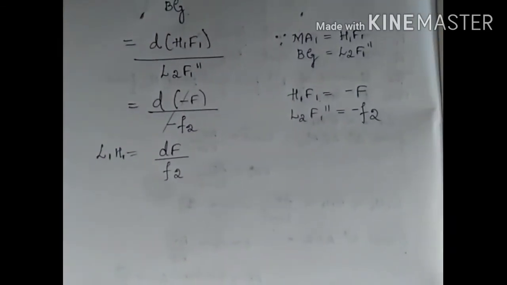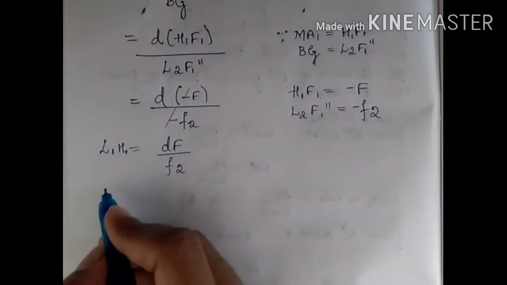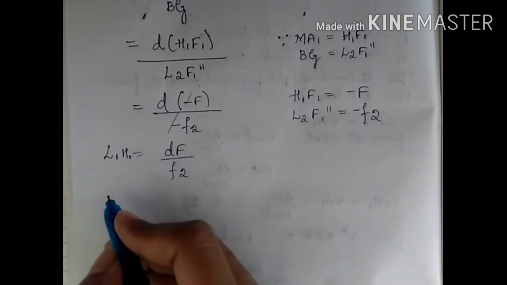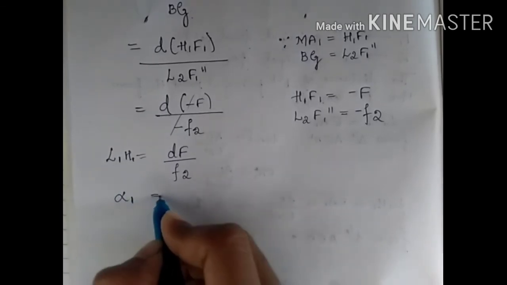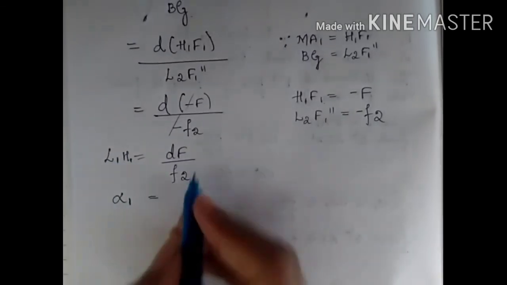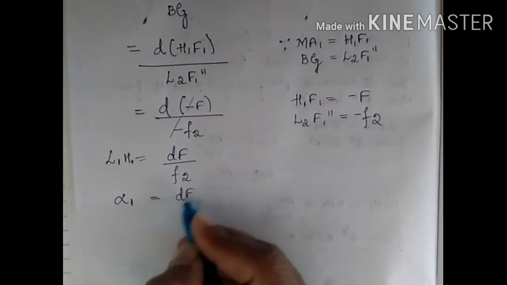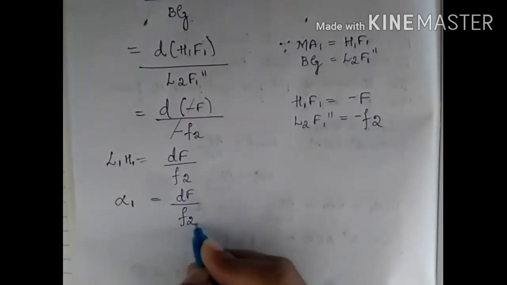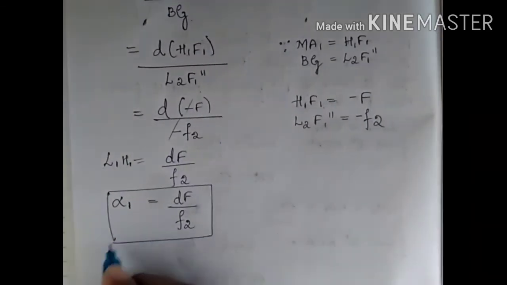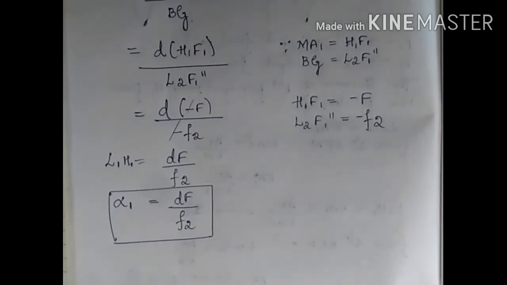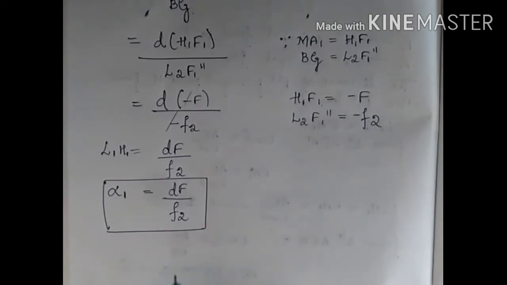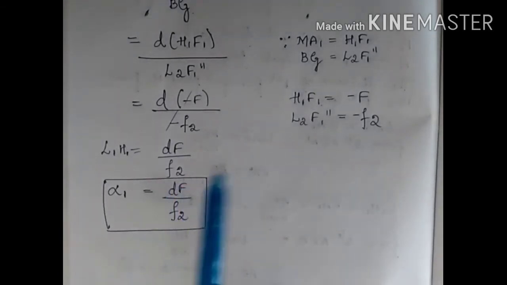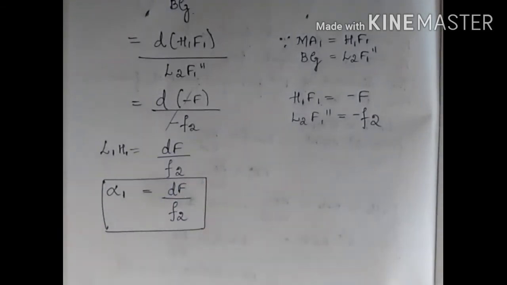In the last topic we denoted the position of the second principal point as alpha 2. So let us denote this as alpha 1, which is equal to L1 H1, which can be written as DF divided by F2. So this is the position of the first principal point. Alpha 1 is the position of the first principal point.